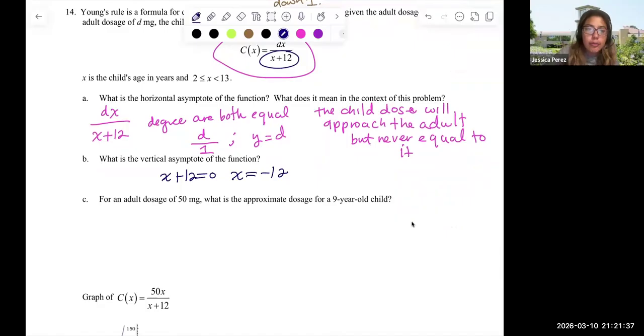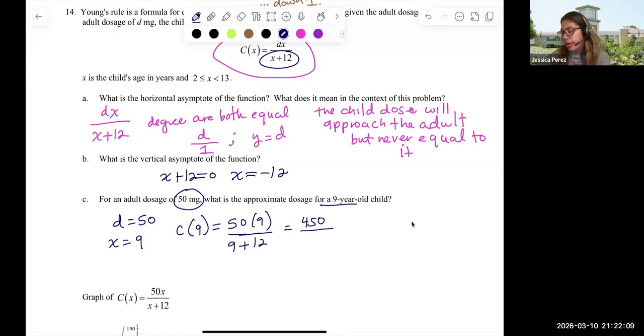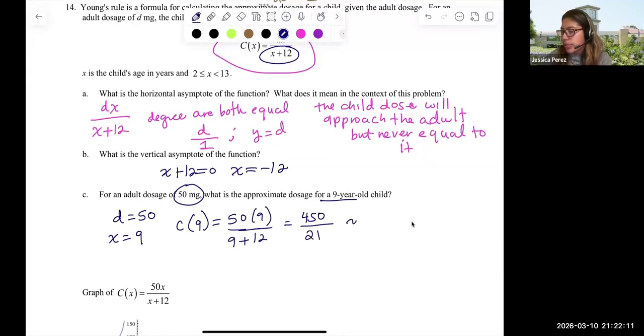And then part C, it's saying for an adult dosage of 50 milligrams, so they're already telling you what D is. D is going to be 50. What is the approximation dosage for a 9-year-old? So there's X. X is 9. So you're looking for C of 9. So C of 9 is going to be 50 times 9 over 9 plus 12. So that's going to be 450 divided by 21, which is going to be approximately 21.4 milligrams.